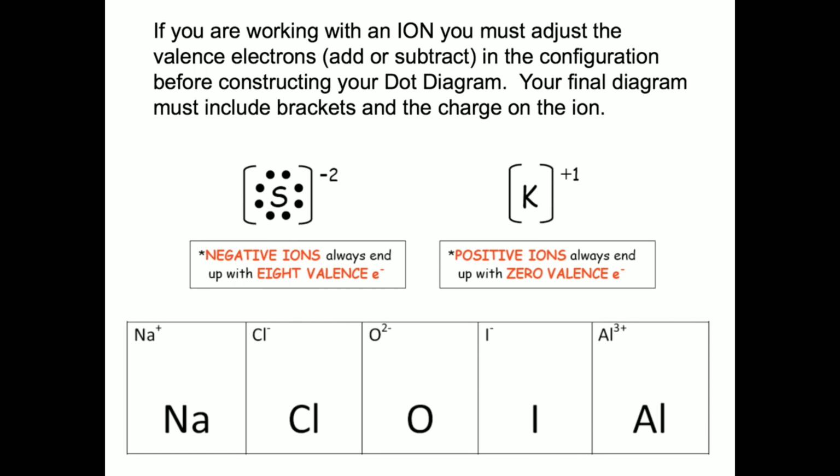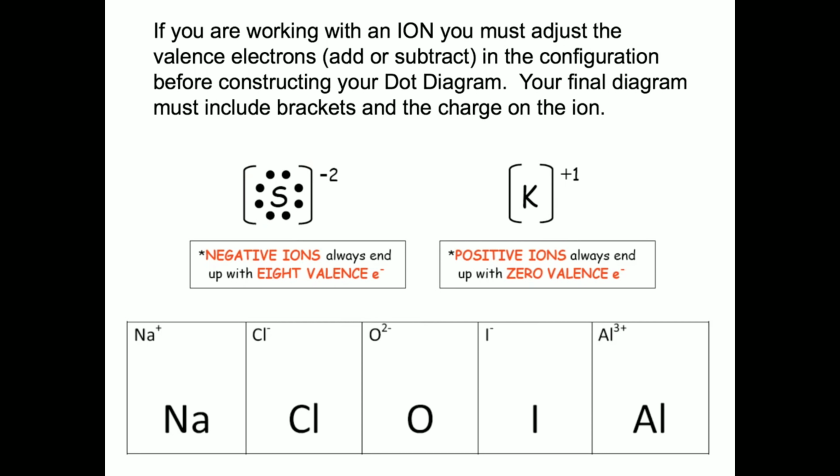When working with ions, it is important that before you draw the Lewis dot structure, you must adjust the valence electron configuration to the correct number of dots before making your final diagram. Ion diagrams, you'll see, always have their Lewis dot structures in brackets with the charge outside. It is always true that negative ions should have complete valence shells with 8 electrons, and cations or positive ions should have empty valences as they will have lost electrons.